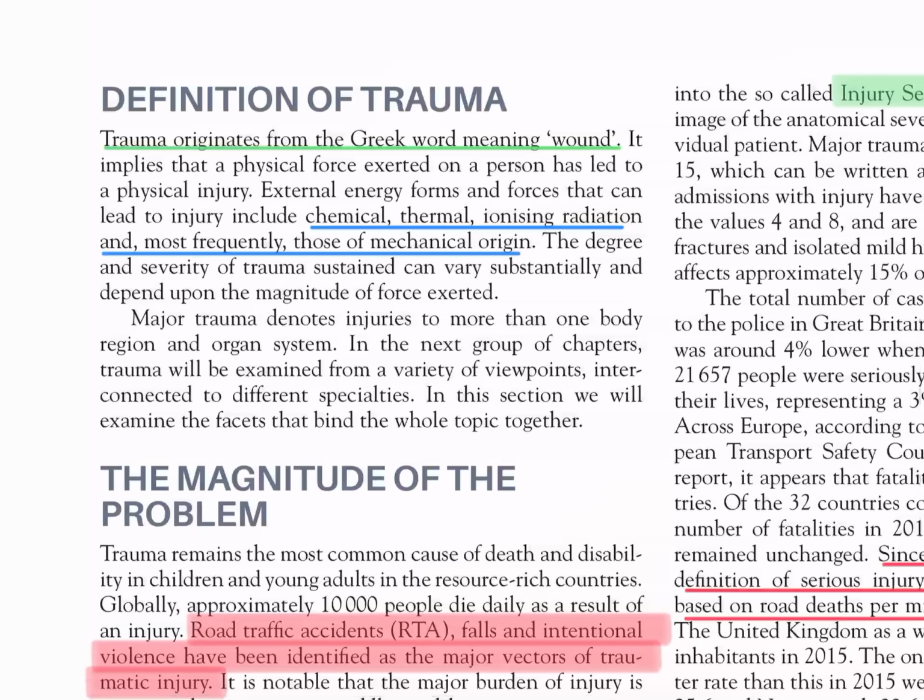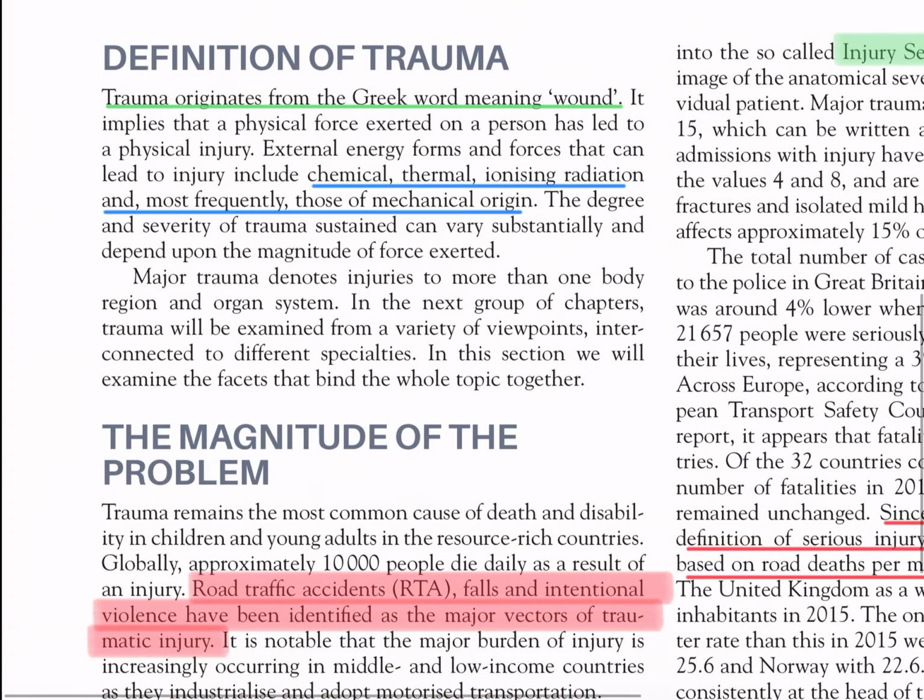External energy forms and forces that can lead to injury include chemical, thermal, ionizing radiation, and most frequently those of mechanical origin. The degree and severity of trauma sustained can vary substantially and depend upon the magnitude of force exerted. Major trauma denotes injuries to more than one body region and organ system. In the next group of chapters, trauma will be examined from a variety of viewpoints interconnected to different specialities. In this section, we will examine the facets that bind the whole topic together.